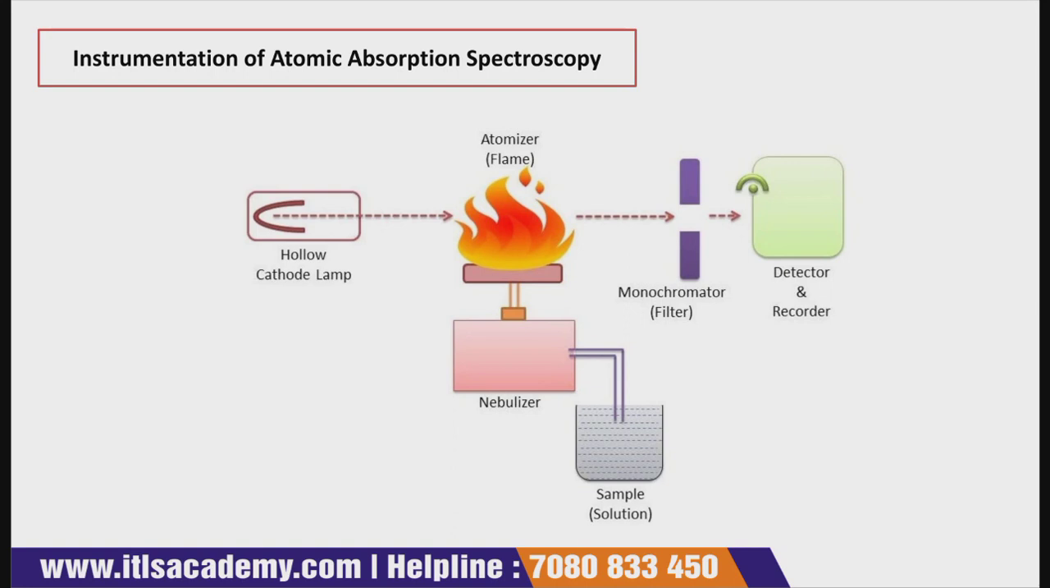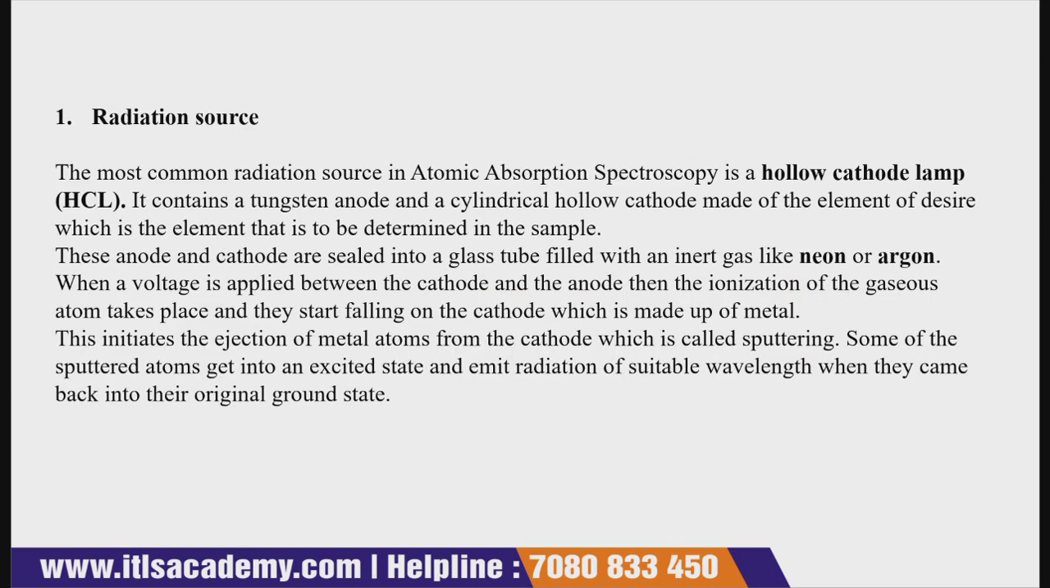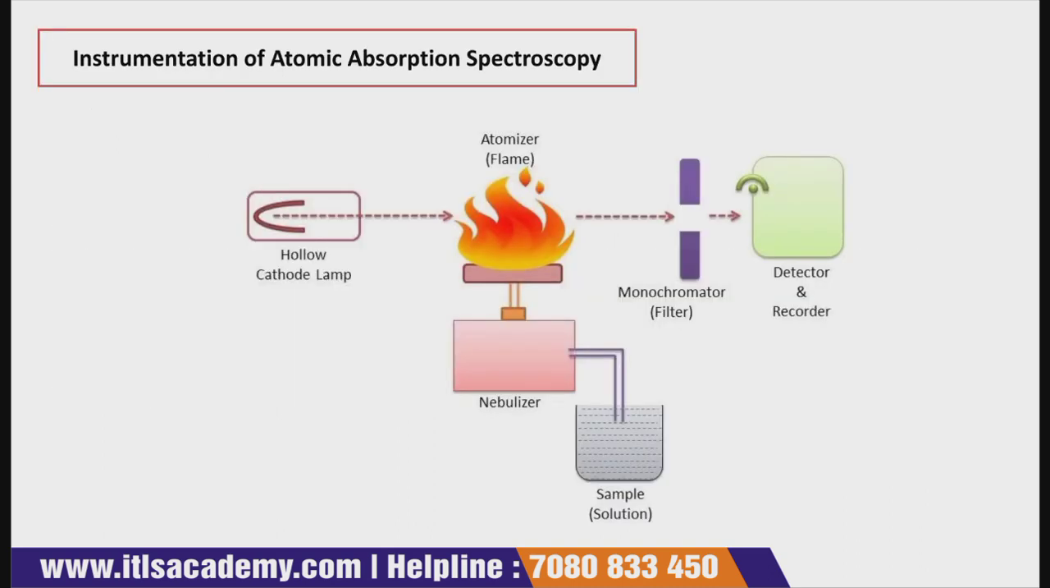Now comes the instrumentation of atomic absorption spectroscopy. As you can see in this diagram, this is the whole setup of atomic absorption spectroscopy. The first is the hollow cathode lamp. The second is the atomizer, that is the flame. Then it has a nebulizer. They have a sample solution, monochromator, filter, detector, and recorder. Now let us understand each part in detail.